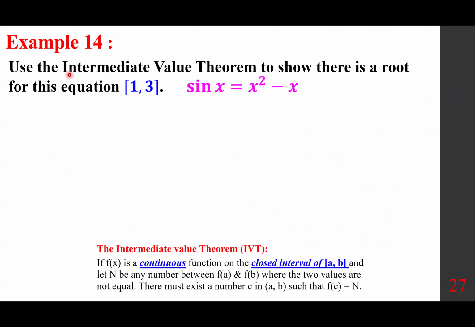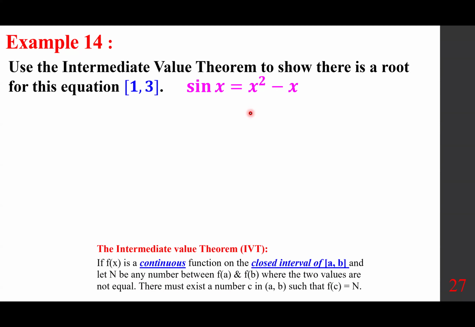Use the intermediate value theorem to show there is a root for this equation in the closed interval of 1 to 3: sine x equals x squared minus x. And reminding everybody about IVT, if f of x is a continuous function on the closed interval of a to b, and let n be any number between f of a and f of b, where the two values are not equal, there must exist a number c in (a, b) such that f of c equals n.